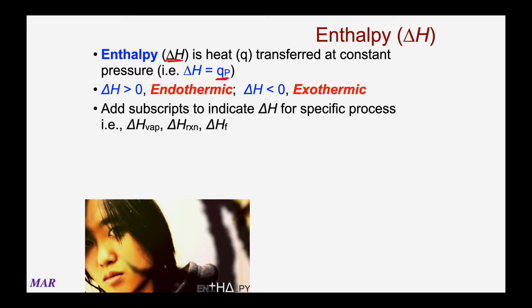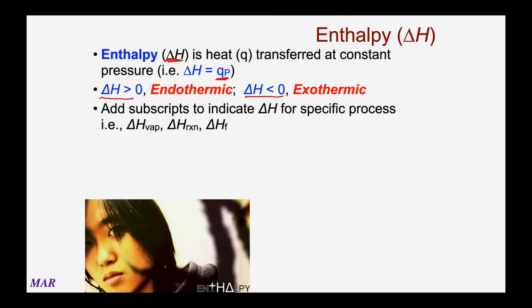So Q sub P is not a universal thing, but most of the time at room temperature and room pressure, when you're measuring heat, it is measured at constant pressure. So delta H is a really important tool that chemists use to describe if a reaction is exothermic or endothermic. They look at the sign of the enthalpy value. If delta H is greater than 0, we call those endothermic reactions, and if delta H is less than 0, those are exothermic reactions.